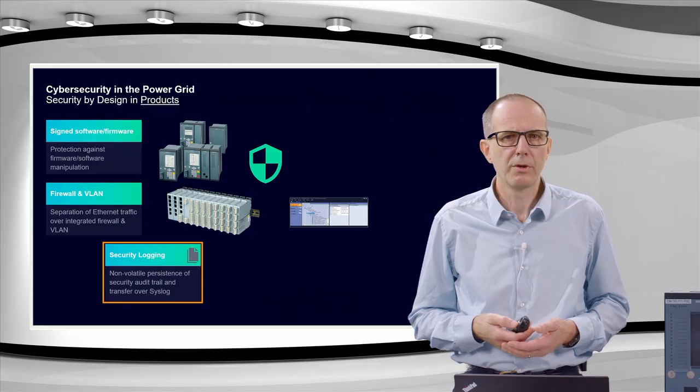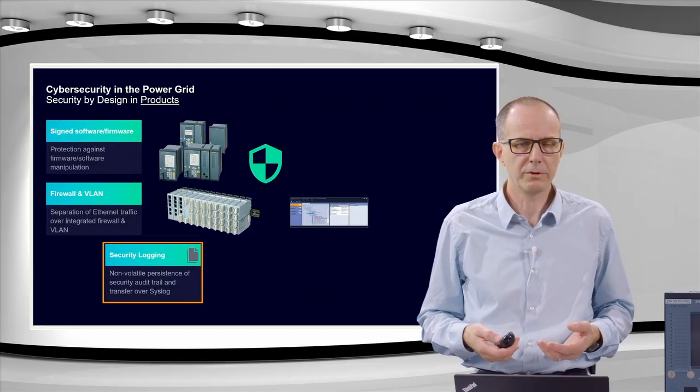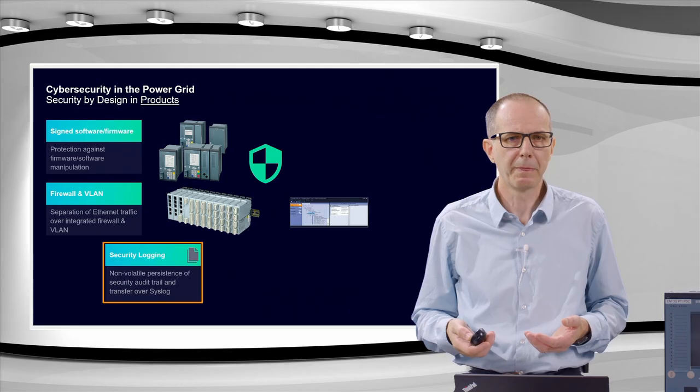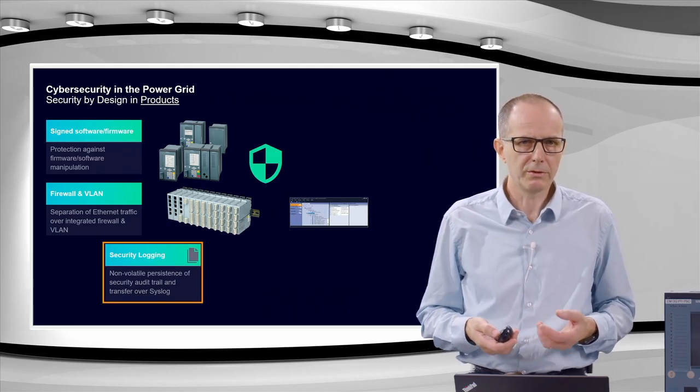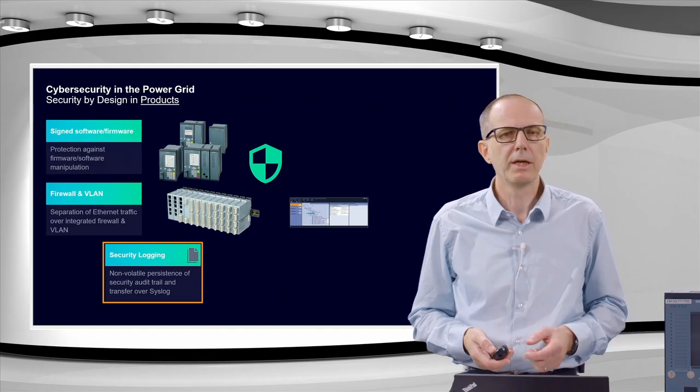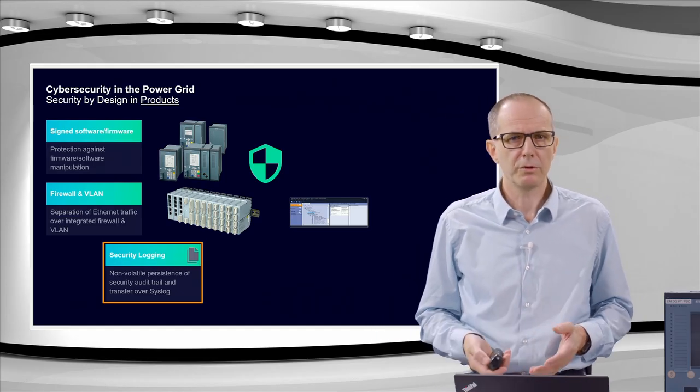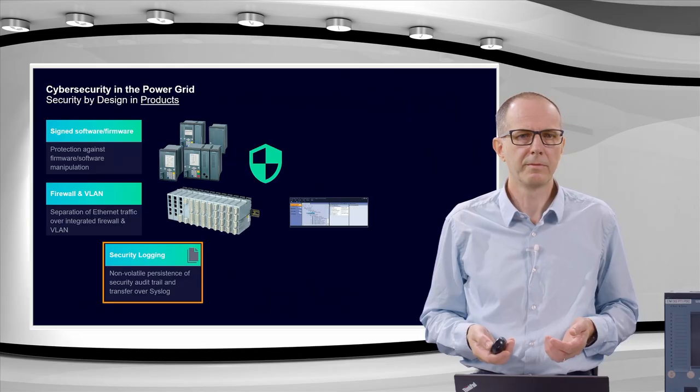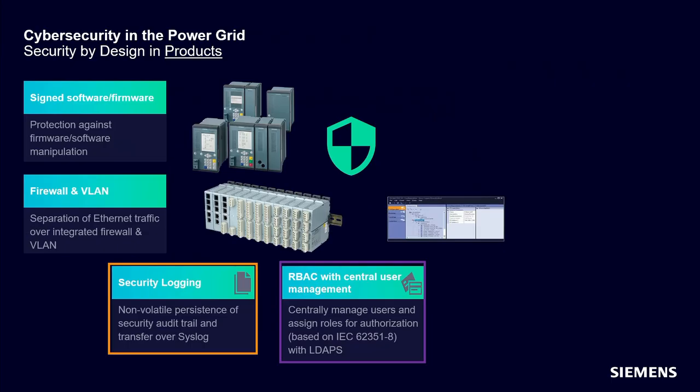For the next feature, you have to configure the connection to the partner in the device. Security event information is stored in non-volatile persistent memory and transferred over the syslog protocol to a syslog server. RBAC with central user management in an Active Directory is realized with roles predefined in the IEC 62351-8. The communication between the protection device and the central user system is LDAP-S, and the roles are defined securely in certificates.